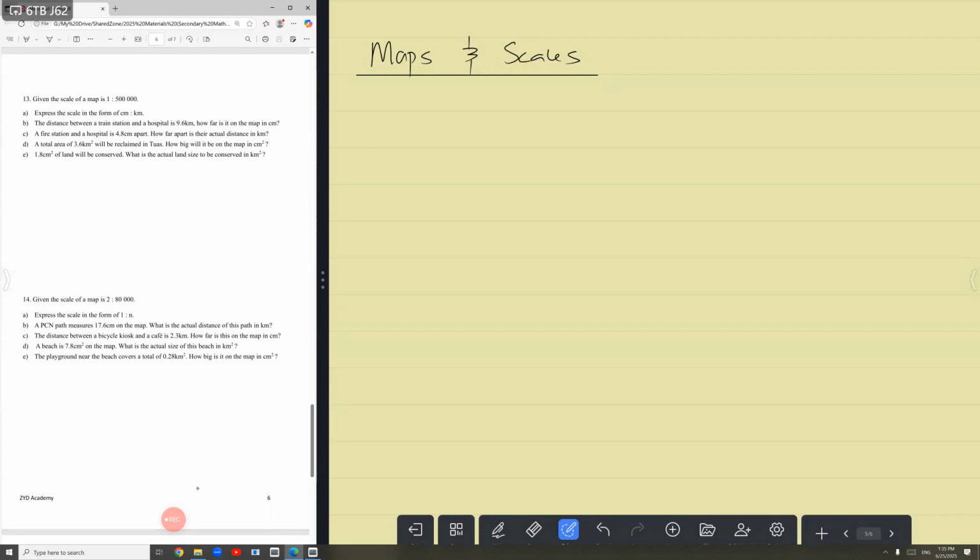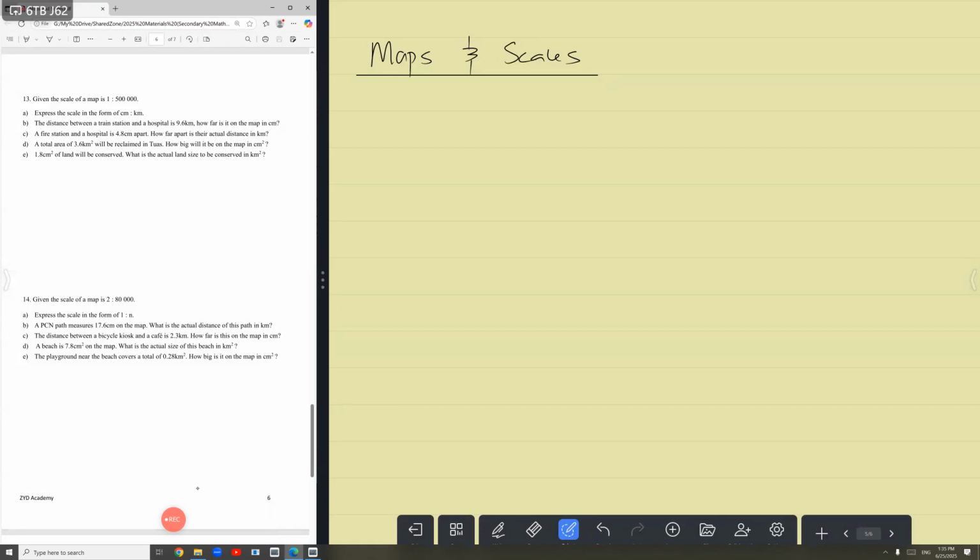This time around I'm going to go through this full example, full question of number 13. It will comprise the length, distance and also the area. So it will basically cover everything that you need to know, or most of the things that you need to know about maps and scales.